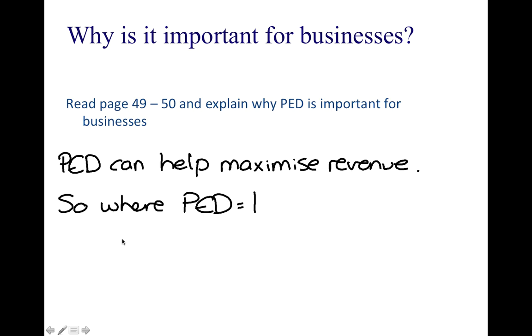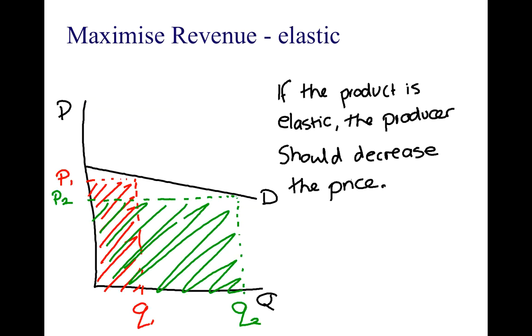But although it's very interesting, why is it important for businesses? Because it can help maximise revenue. Where PED equals 1, or to be completely accurate, -1, that's where your revenue is maximised. So if that's one of your objectives, that could be quite good.